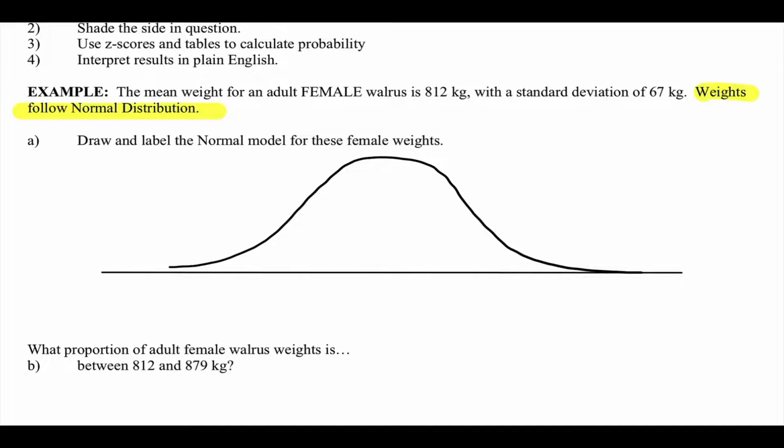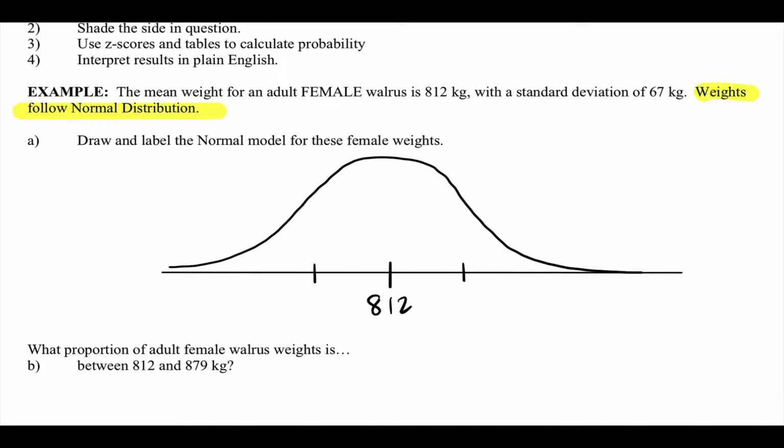And this is always a step. Okay. So when they say draw and label, that means draw it. So we drew it, now label it. When we're labeling, we always start in the middle. The middle is the mean. So for adult female walruses, the mean is 812. So we're going to put 812 in the middle. Okay. So kind of like what we did yesterday with the heights, when we went out one and out one, remember when we did that? We're going to do the same thing, but for this problem.